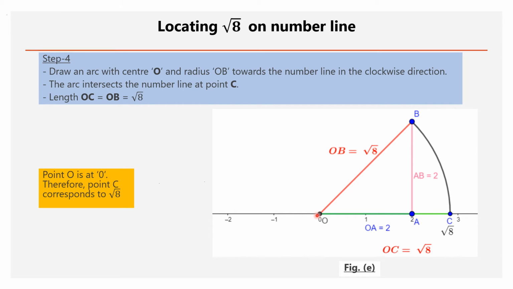Now, length of OC will be equal to length OB, as OC and OB are the radii of the same arc. So, OC is equal to OB is equal to square root 8. Since O is at 0, C will be at square root 8 units. So, this completes the marking of square root 8 on the number line.